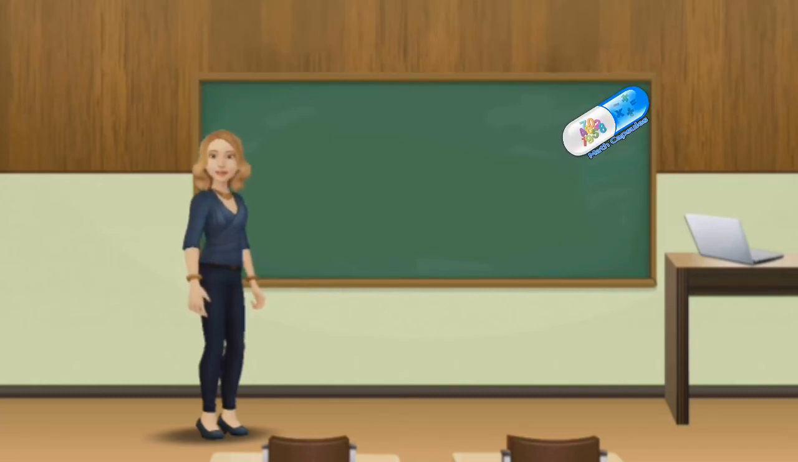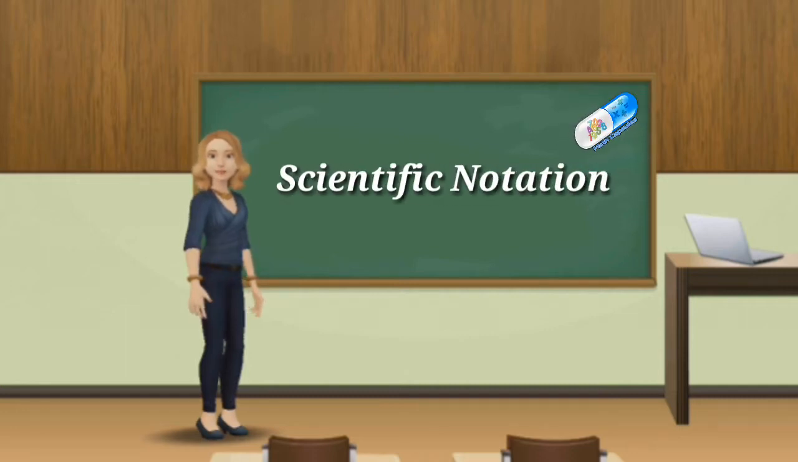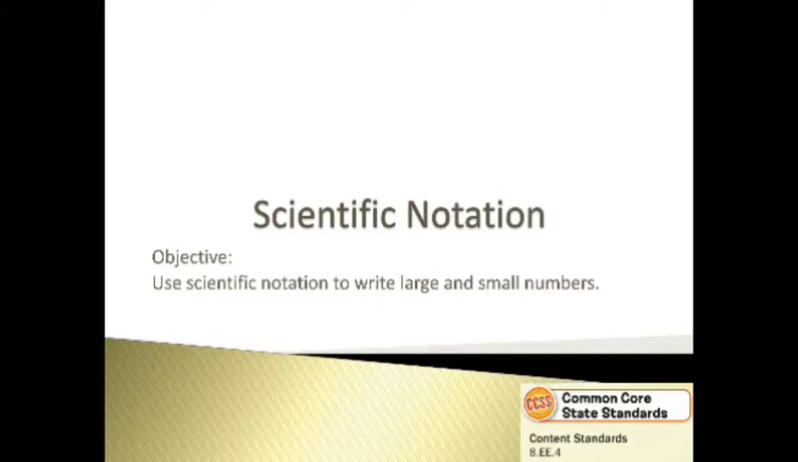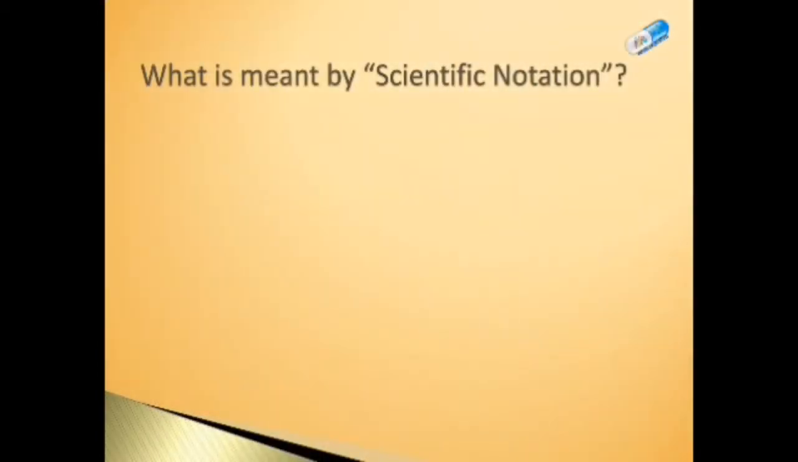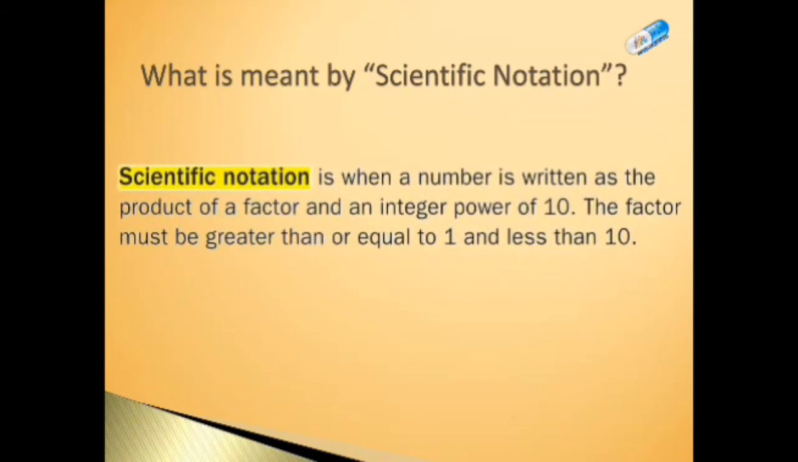Today's lesson we are going to talk about scientific notation. Our objective for this lesson is to use scientific notation to write large and small numbers. First, what is meant by scientific notation? Scientific notation is when a number is written as the product of a factor and an integer power of 10.